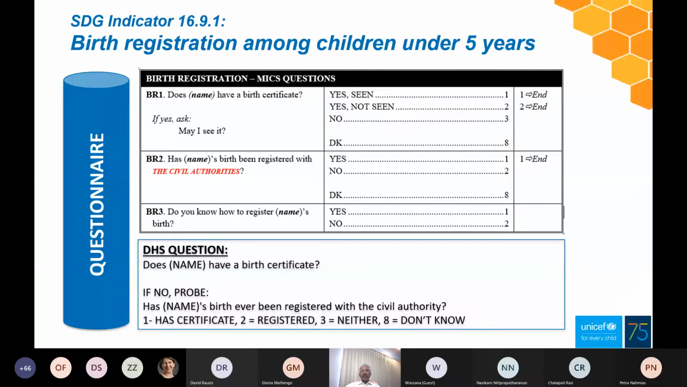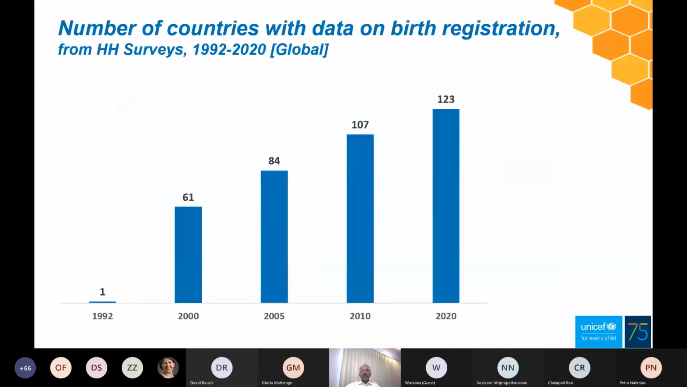And again, coming to the coverage globally, if you look at the global coverage of birth registration data coming from household surveys from 1992 up to now, in 1992 there was only one underdeveloped or developing country with data on birth registration coming from household surveys. That number has gone up to 123 in 2020. So there is an increase. You can see how household surveys evolved over time and the coverage of birth registration data from those household surveys.